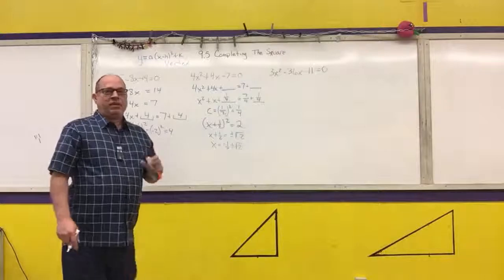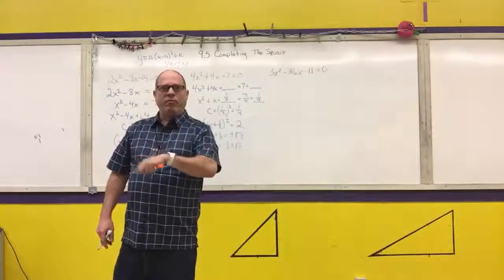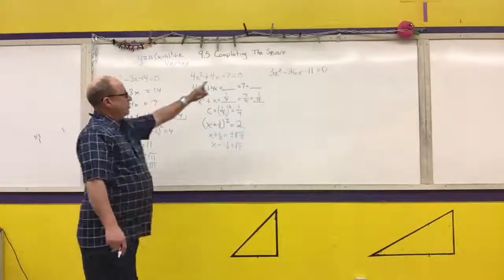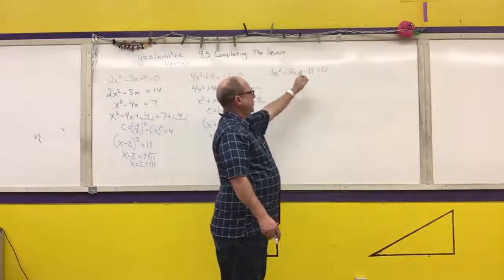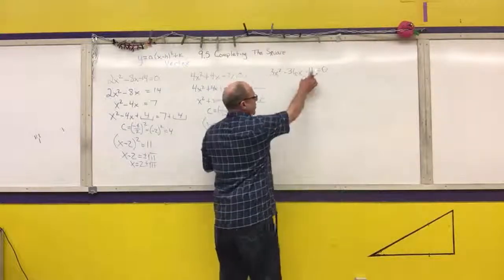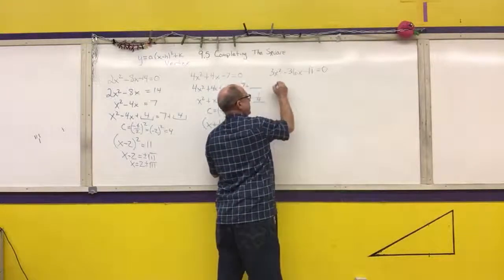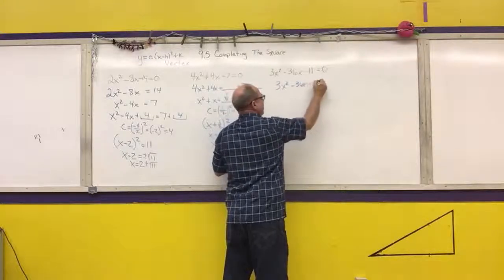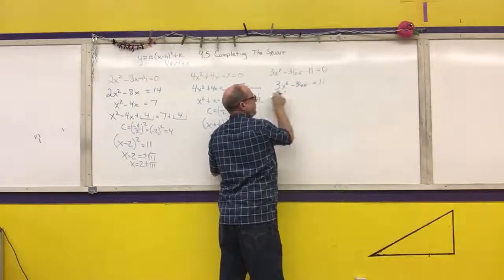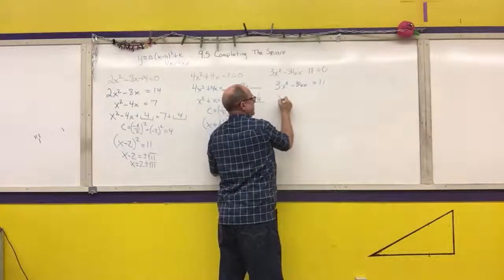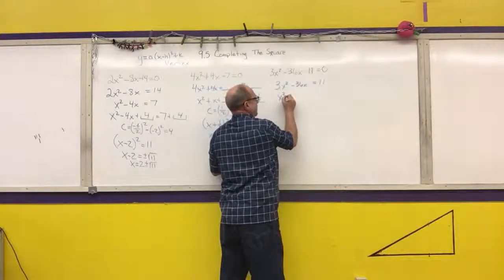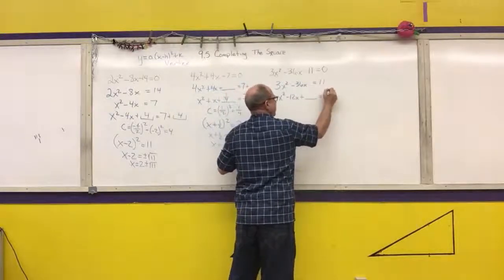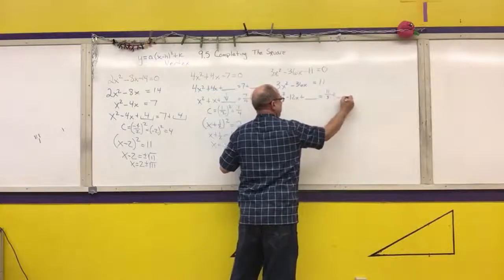Final example for solving. And then in the next video we will actually go completing the square to find the vertex form. It is 3x squared minus 36x minus 11 is 0. Move the 11 to the other side. So I have 3x squared minus 36x equals 11. Divide everything by 3. Leaves me with x squared minus 12x plus blank equals 11/3 plus blank.